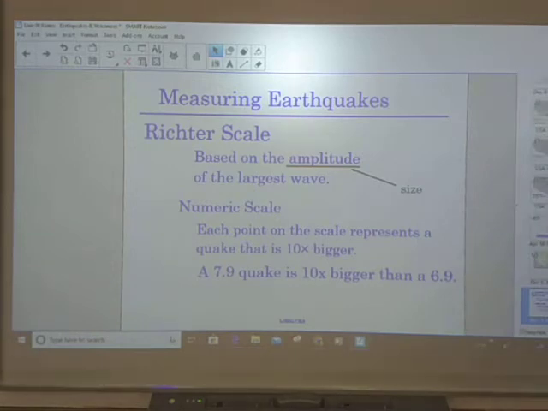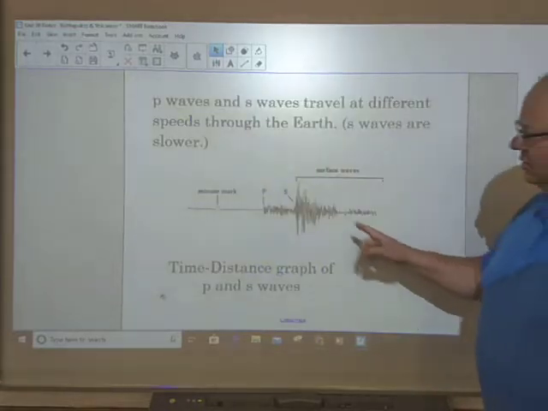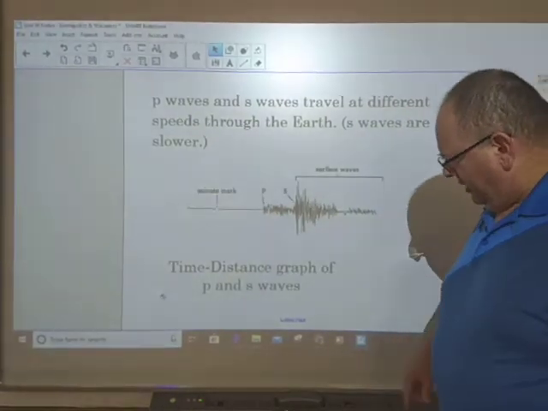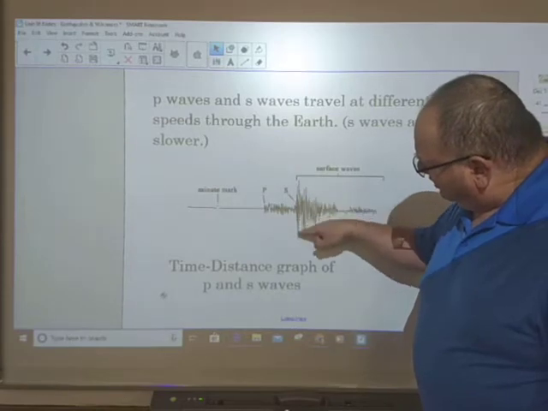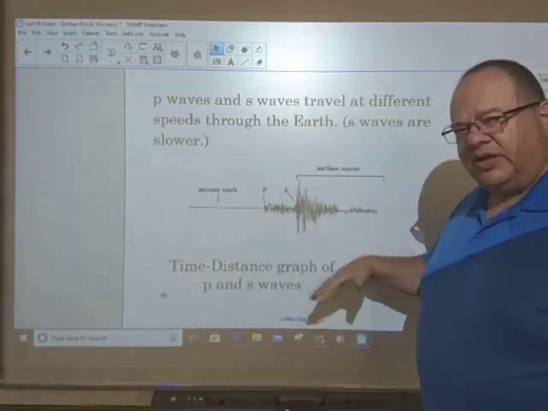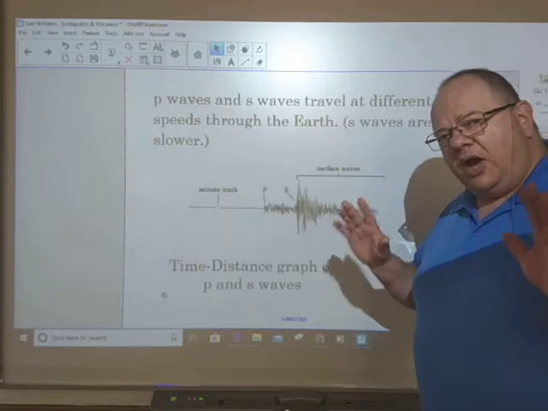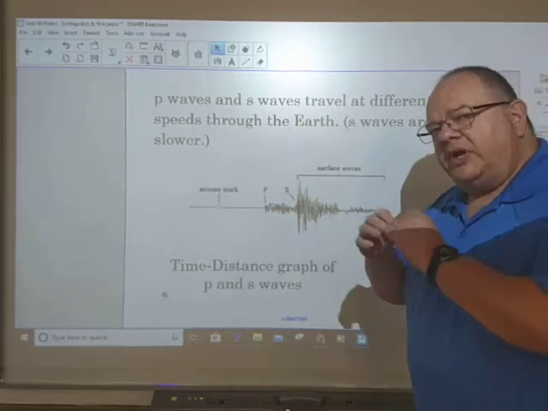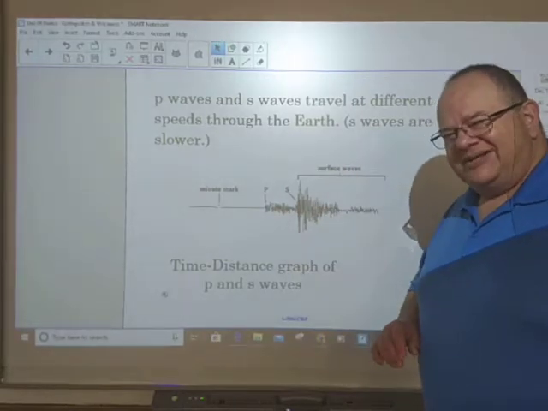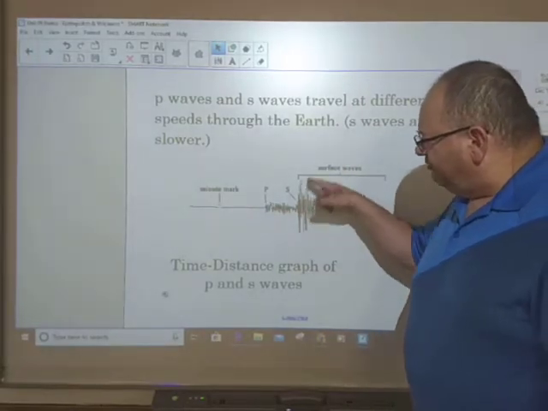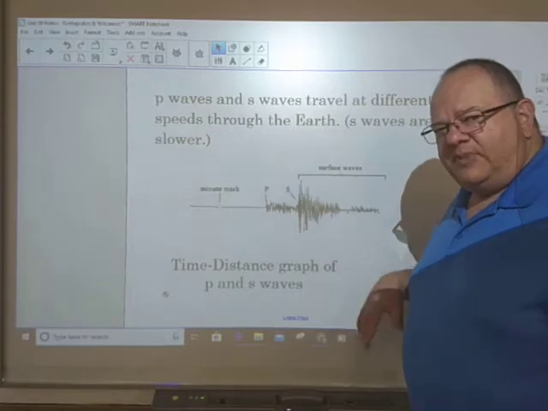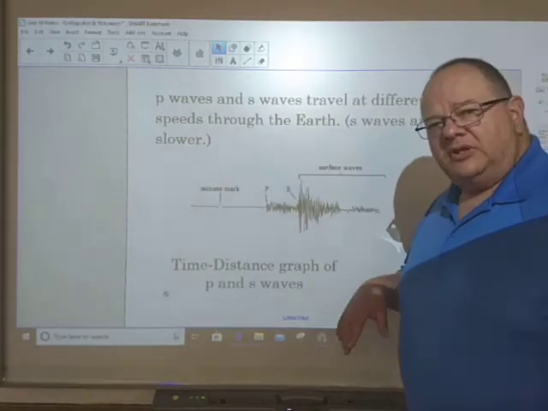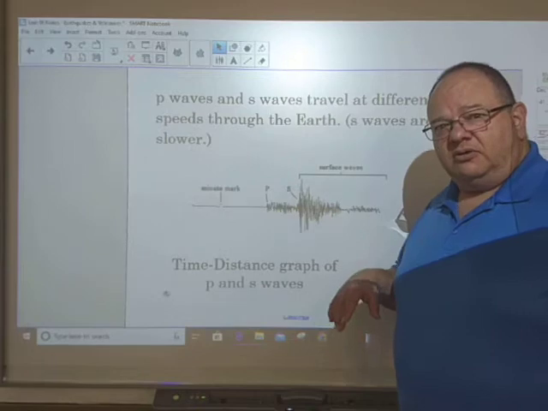If I take us back just briefly to when you see this seismogram. Now look, right here. This was the biggest wiggle. Okay? What the Richter scale does is basically says what was the biggest wiggle and compares earthquakes against each other. Okay? The bigger that wiggle, the bigger the amplitude of that biggest wave, that's how we determine that earthquake size.